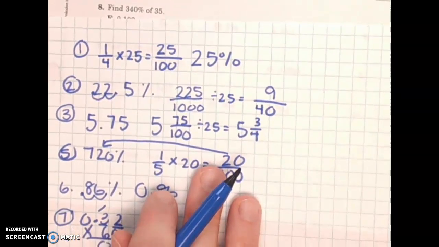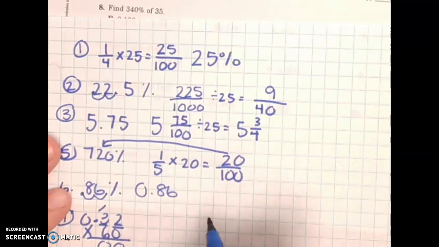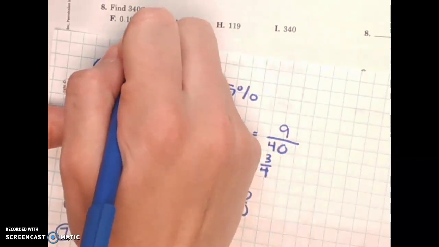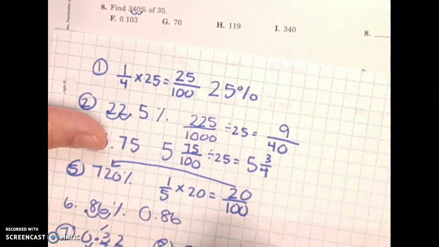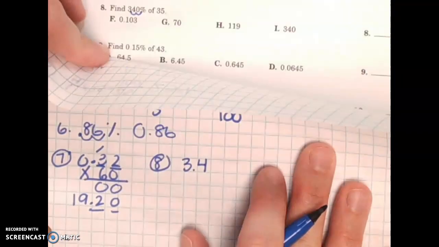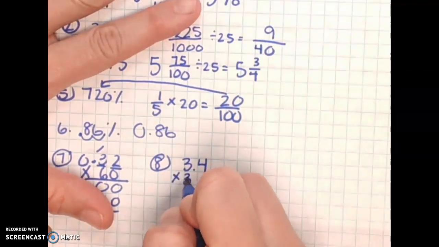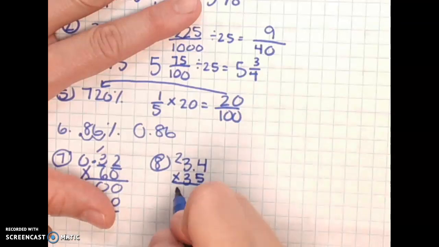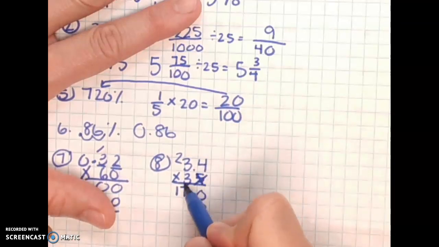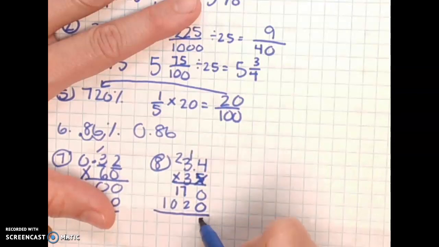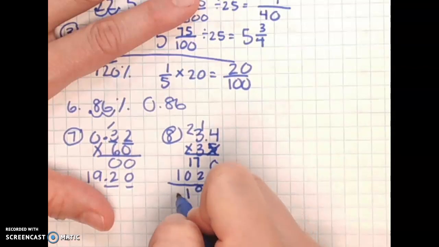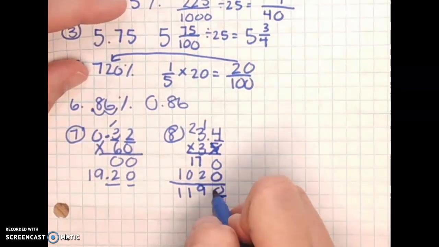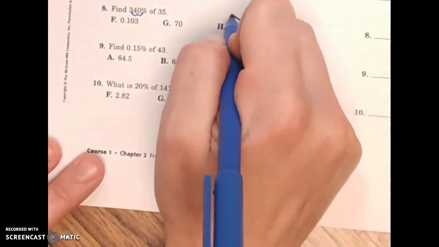Number 8, we're going to find 340% of 35. So we need to change our 340% into a decimal. So I go 1, 2, and I have 3.4, because we can drop that 0 at the end. And I'm going to multiply it by 35. 4 times 5 is 20. 3 times 5 is 15, plus 2 is 17. Magic 0, 12, 9, 10. So 0, 9, 1, 1. We have 1 place value, so we get 119, which is letter H.